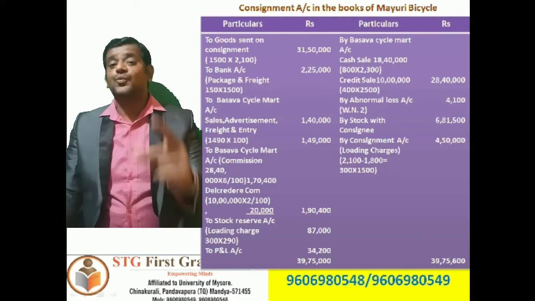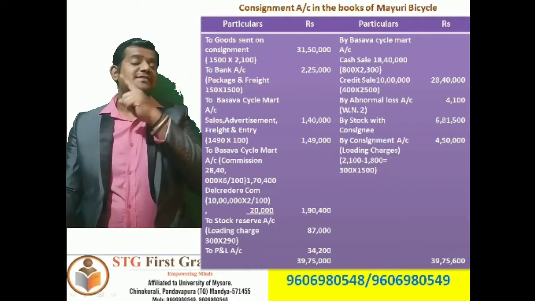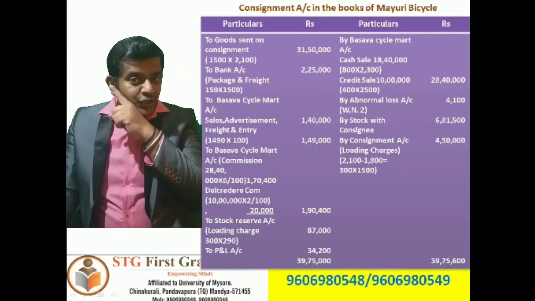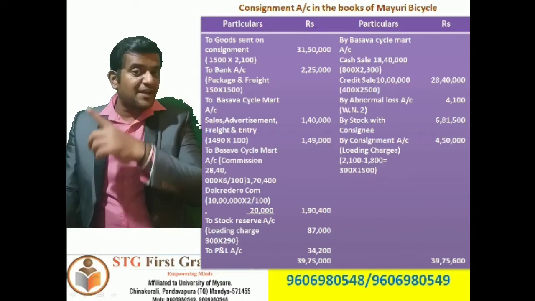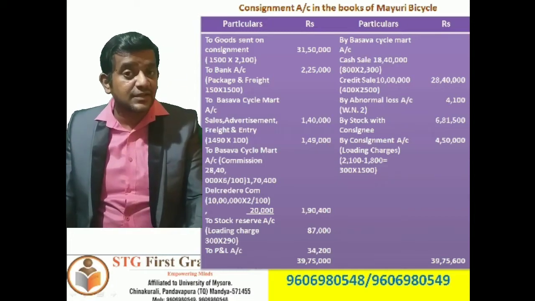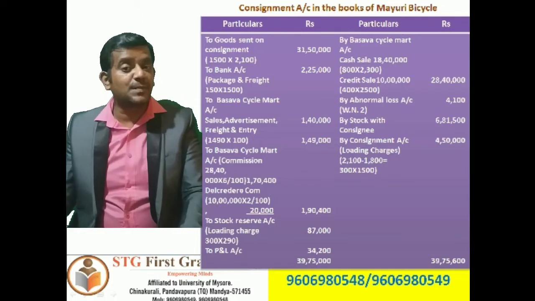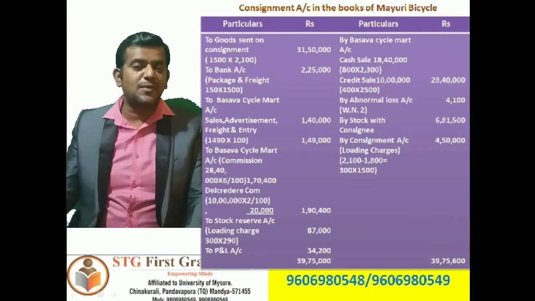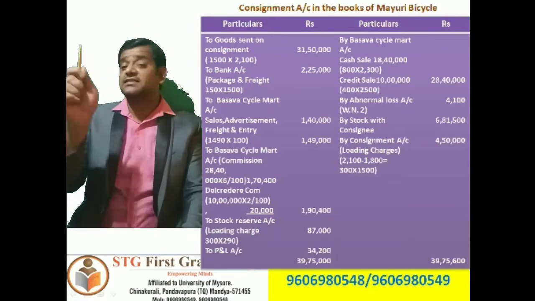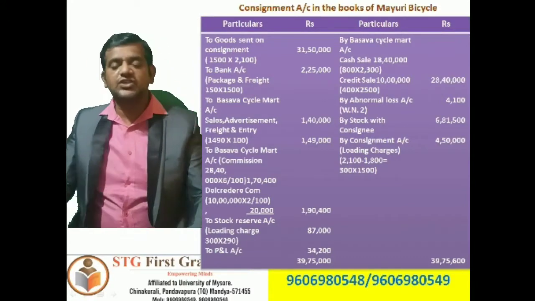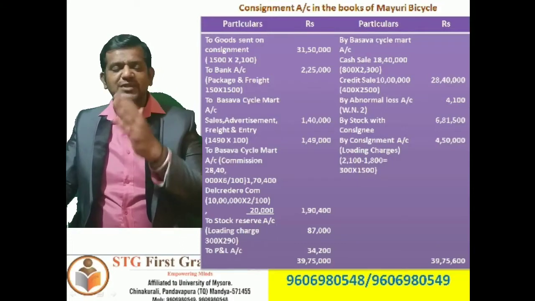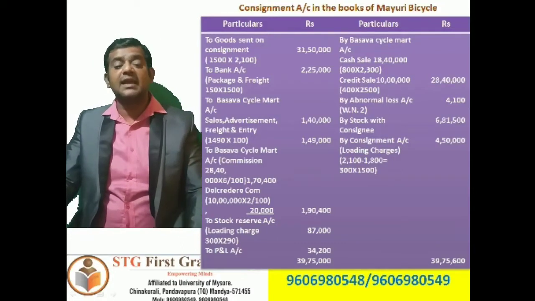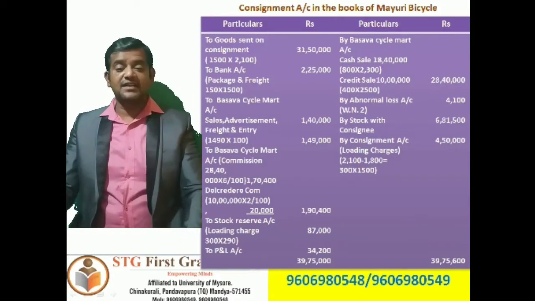1490 bicycles. Where did the 10 bicycles go? While in transit there was damage of 10 bicycles. You have to keep that point in your mind. So 1500 minus 10 bicycles, how much? 1490 bicycles into 100 rupees each, 1,49,000 rupees, which has been incurred by the consignee for freight and entry charges.